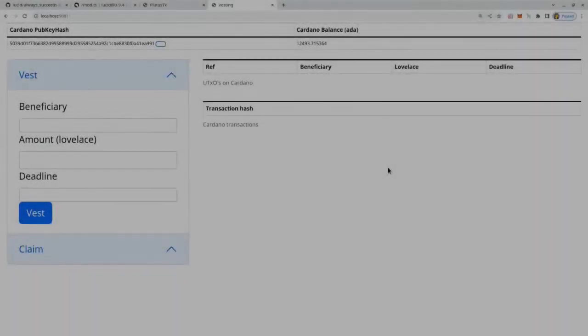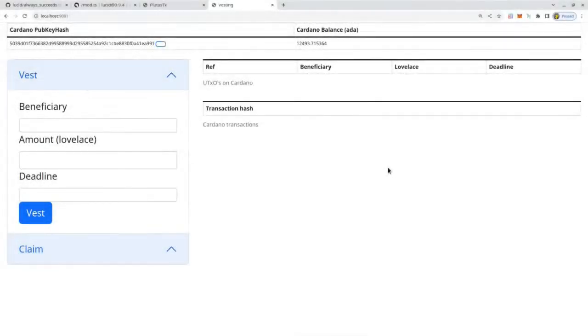This concludes the third lecture. We've started by looking at the script context type and in particular at the TxInfo type that gives us all the information about a transaction that is visible to Plutus.